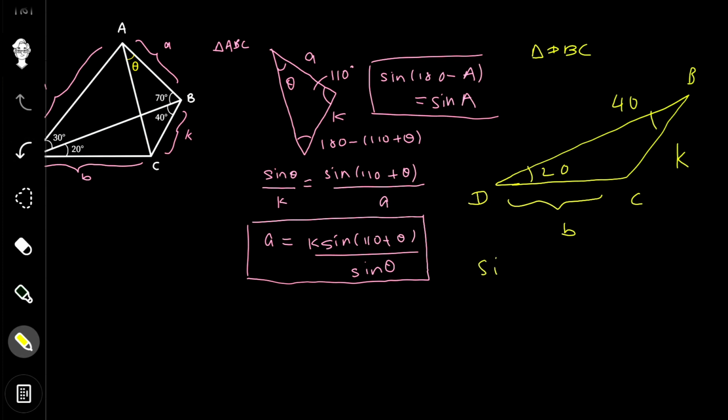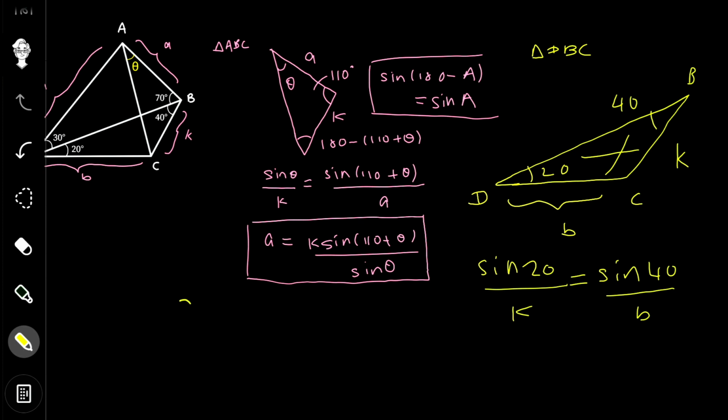Therefore sine of 20 degrees upon its opposite side, that is K, would be equal to sine of 40 degrees upon its opposite side, that is B, and this would be equal to sine of this particular angle upon this side, and that ratio we don't need, so no need to take it.